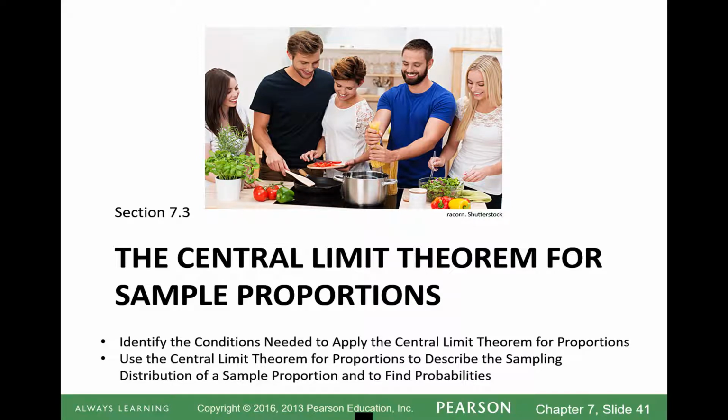7.3. The central limit theorem for sample proportions. Identify the conditions needed to apply the central limit theorem for proportions. Use the central limit theorem for proportions to describe the sampling distribution of a sample proportion and to find its probabilities. This is 7.3.